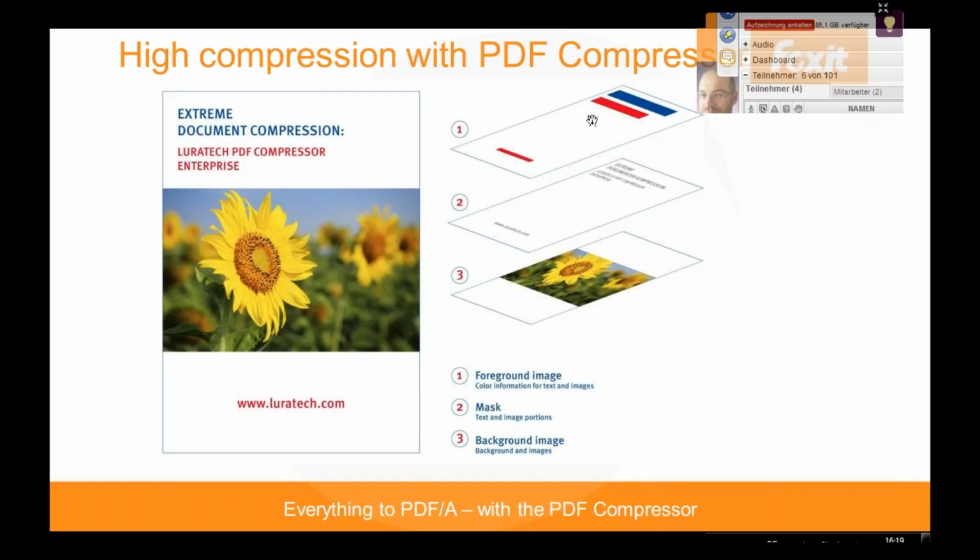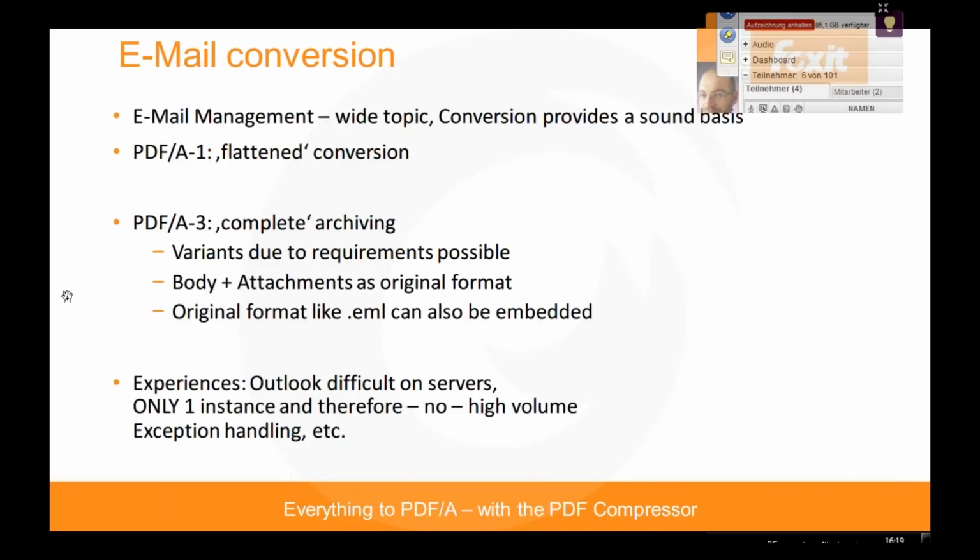So this is one of the tricks to get the high compression, and also the image parts can be compressed depending on the need. So if you have, I don't know, satellite images, then you may not want to compress them too much. If you have logos, something like that, then you can compress more. So that's also where PDF Compressor offers options in order to get the best quality with the best compression.